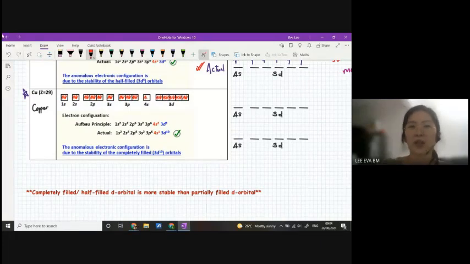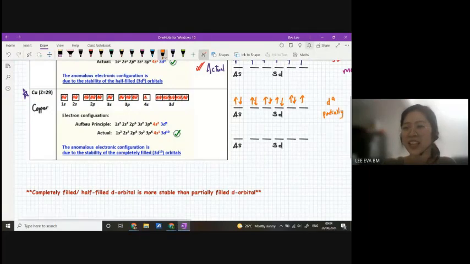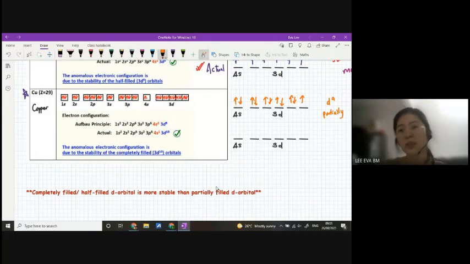So now, according to the Aufbau principle, we have 4s2, and then 3d9. Following Hund's rule, 1, 2, 3, 4, 5, singly first, before pairing up, then we have 6, 7, 8, 9. So now, you have only 3d9 electrons, which is partially filled. Ingat tadi yang atas kita cakap, d1, d2, d3, d4 is partially filled. Same thing here, the 6, 7, 8, 9 are partially filled.